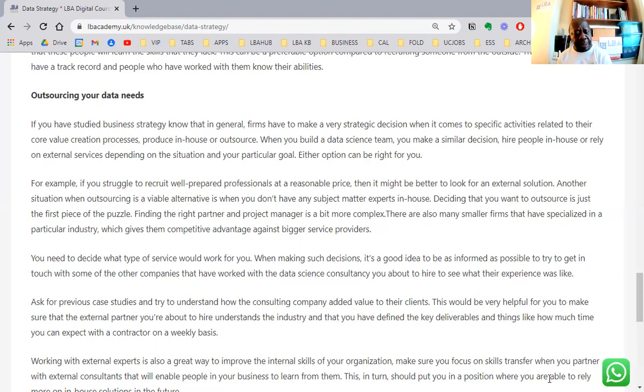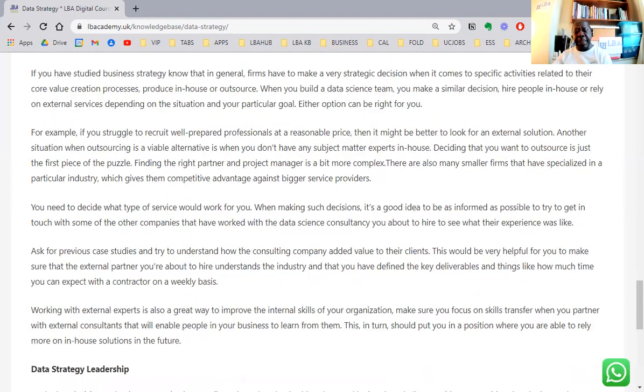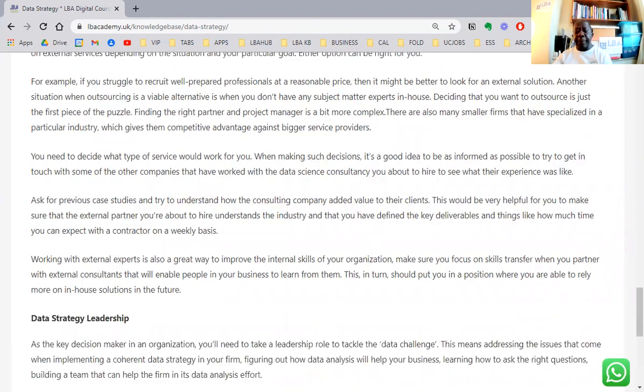Ask for previous case studies and try to understand how the consultancy company added value to their clients. This will be very helpful for you to make sure that the external partner you're about to hire understands your industry, and that you have defined the key deliverables and things like how much time you can expect with a contractor on a weekly basis. In other words, what's your budget?